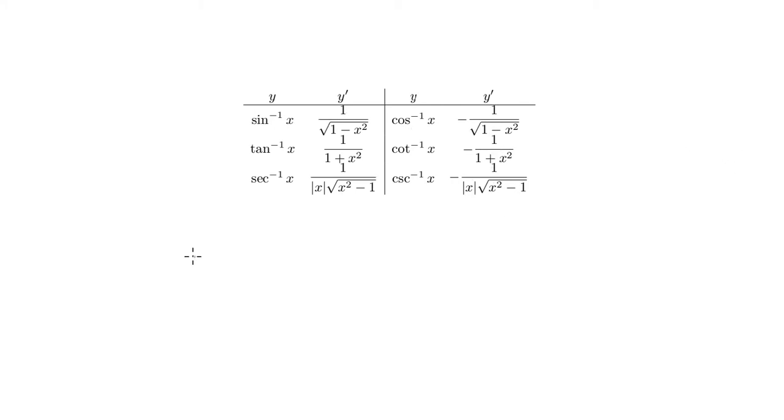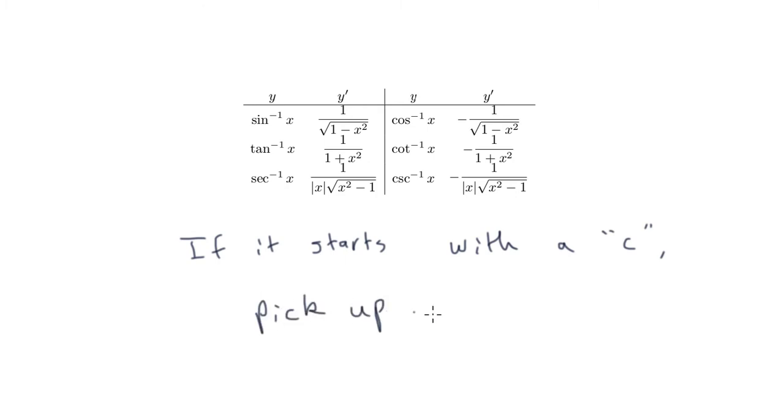But again, if it starts with a C, pick up a negative. And that's just one of those sort of coincidental things that happens in math. It's just the way things are named. It just happens to be the case that exactly when the function starts with a C, you get a negative when you take the derivative.